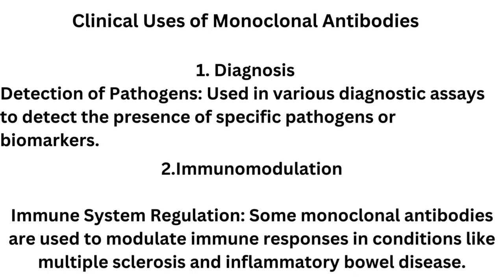Clinical uses of monoclonal antibodies. First one is diagnosis. It helps to detect pathogens, and is used in various diagnostic assays to detect the presence of specific pathogens or biomarkers. And the second use is immunomodulation, immune system regulation. Some monoclonal antibodies are used to modulate immune responses in conditions like multiple sclerosis and inflammatory bowel diseases.